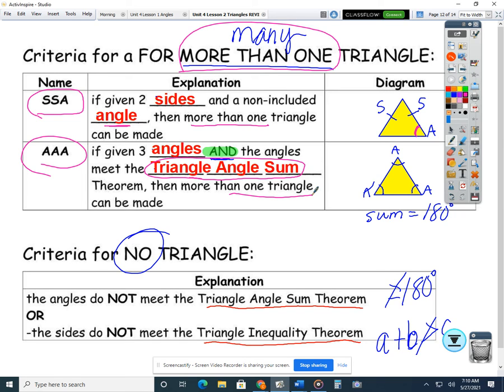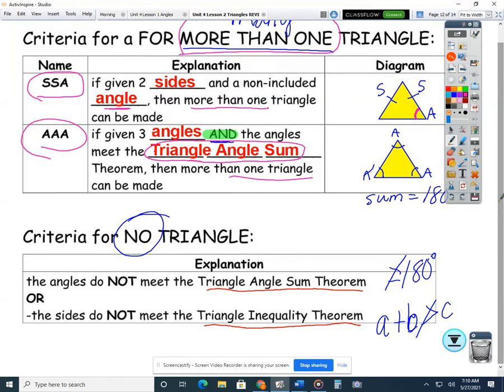And last, we have our criteria back to what we've already worked with, our angle sum theorem and inequality theorem. In these cases, no triangle would be made if it does not meet these specifications.